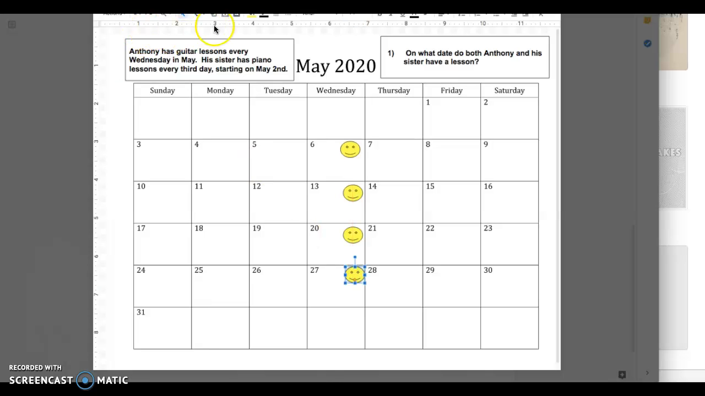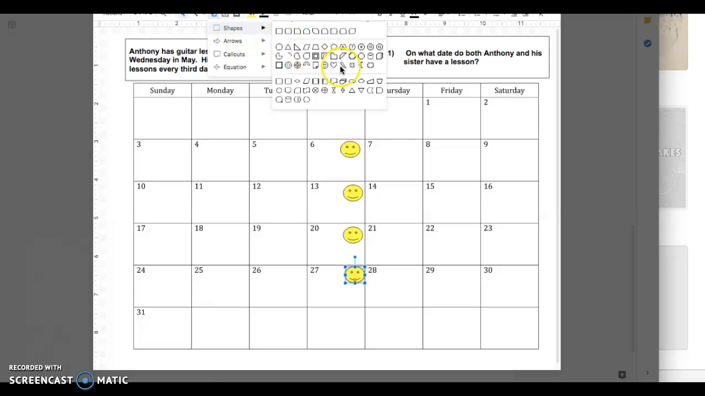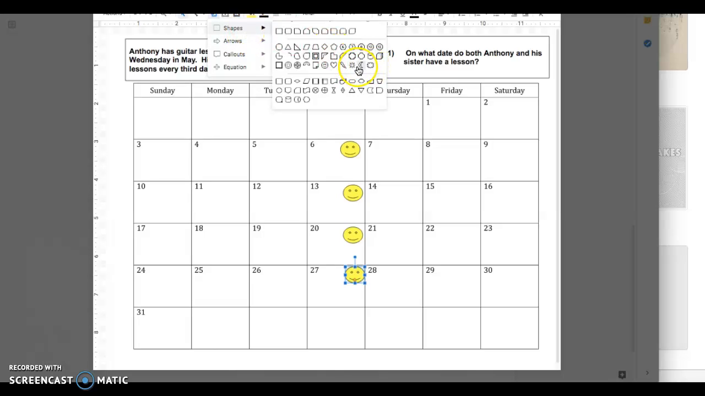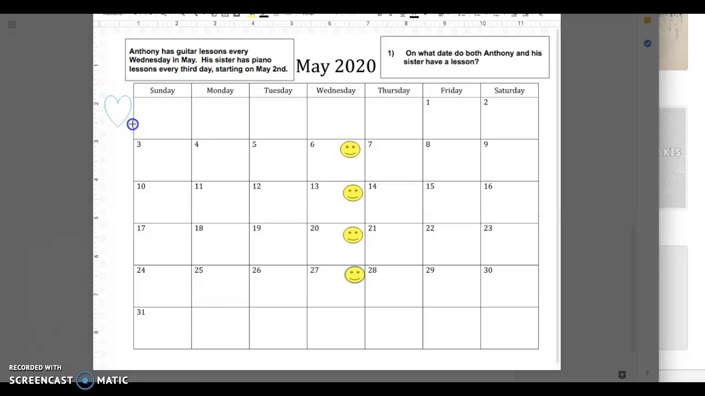Then I am going to be using a different symbol to represent the days that his sister has her lessons. Just to make it easier, let's do this heart. We're going to do this little heart every day. Let's do a different color here. Let's do red. So starting on May 2nd. May 2nd is that Saturday.